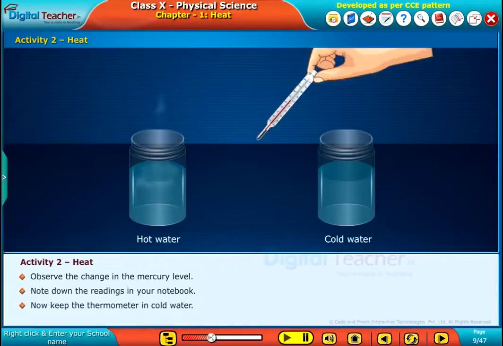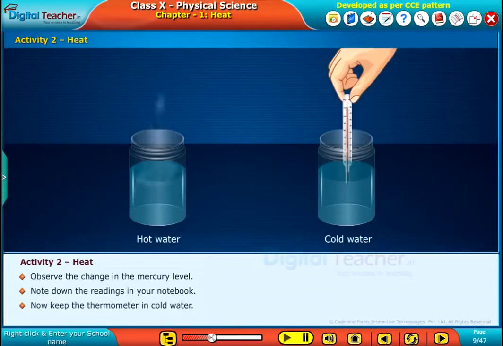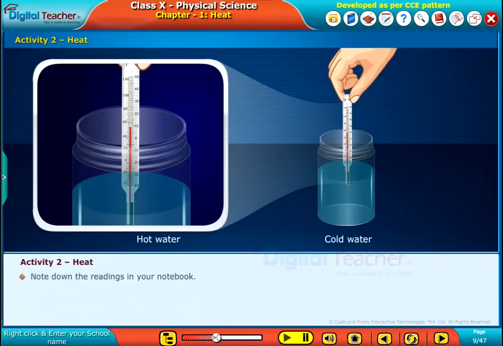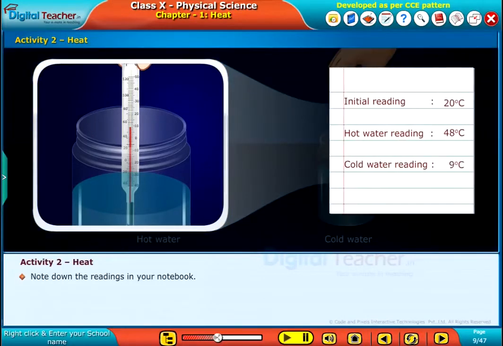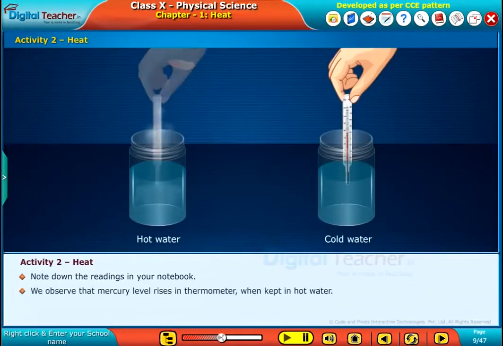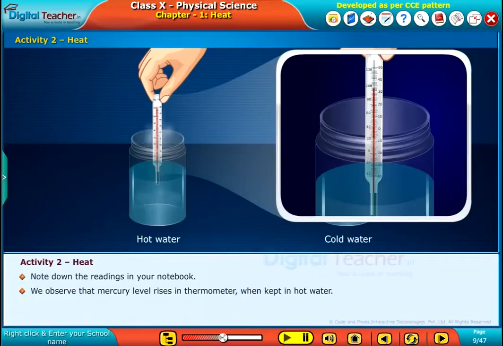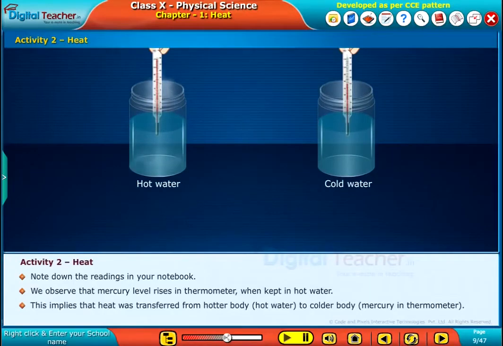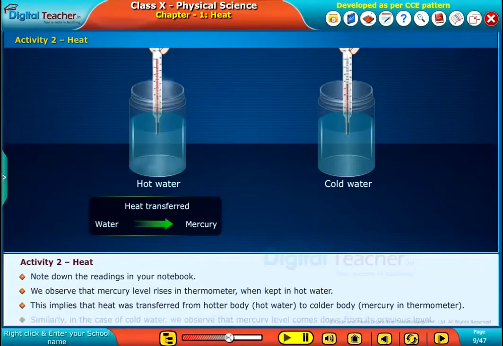Now keep the thermometer in cold water. Observe the change in the mercury level. Note down the readings in your book. We observe that mercury level rises in the thermometer when kept in hot water. This implies that heat was transferred from the hotter body, hot water, to the colder body, mercury in the thermometer.